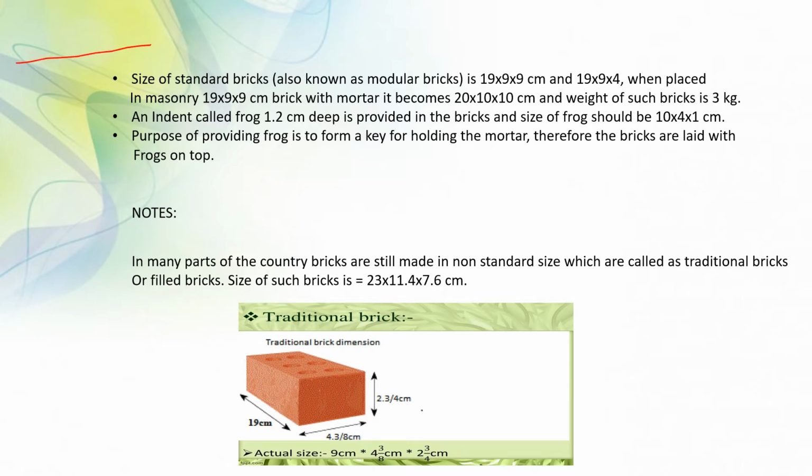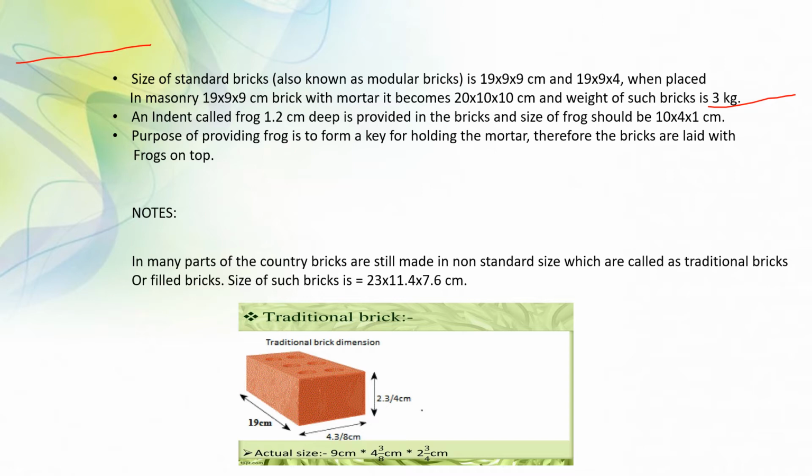The standard size of brick is 19 x 9 x 9 centimeters, also known as modular brick. In masonry, the 19 x 9 x 9 centimeter brick with mortar becomes 20 x 10 x 10 centimeters. The weight of such a brick is 3 kg.